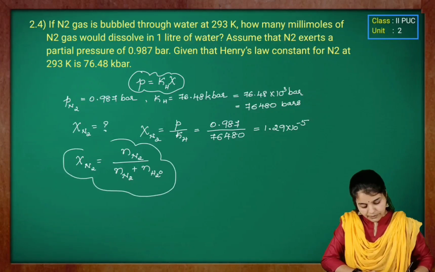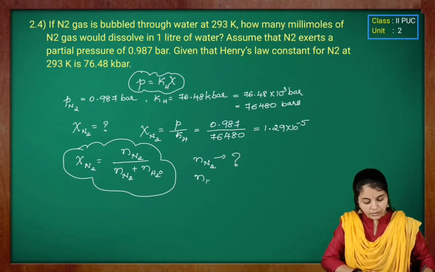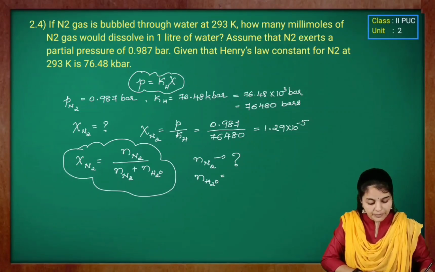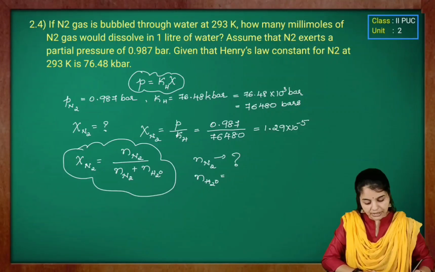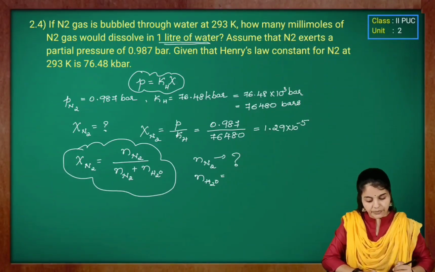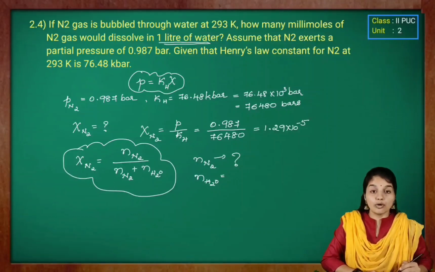So here in this formula, the number of moles of nitrogen is what we have to calculate, and the number of moles of water we will find now. So n of H2O is nothing but mass of water divided by the molar mass of water. They have given us that nitrogen gas is dissolved in 1 liter of water, so they have given us the volume of water. Now if the volume is known, we can calculate the mass.